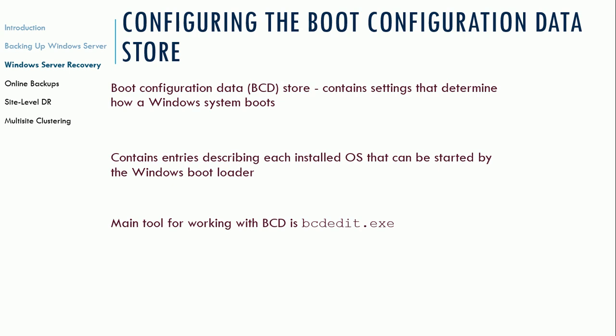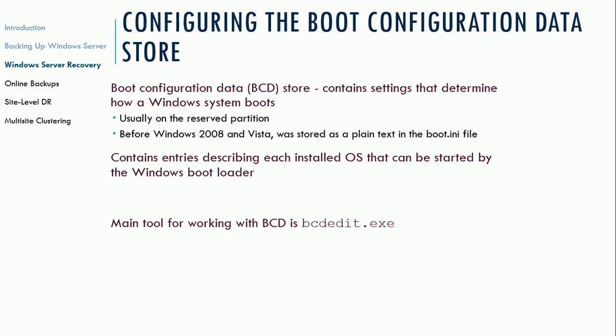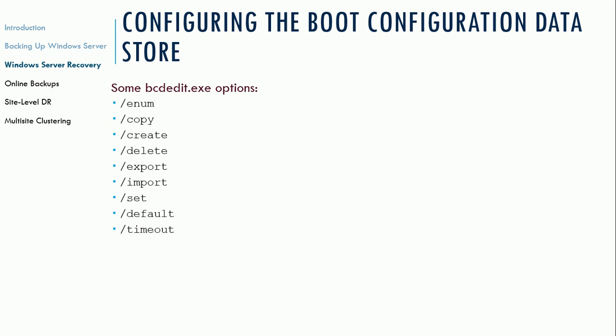So the boot configuration data store contains settings that determine how a Windows system boots. It's usually on a reserved partition, and before Windows 2008 and Vista, it was stored as a plain text file called boot.ini, but starting in 2012, it's a little bit different. So it contains entries describing each installed operating system that can be started by the bootloader, and each entry is identified with a GUID that must be referenced if you want to change an entry. So the main tool for working with BCD is going to be bcdedit.exe. In the old days, we used to just use Notepad with boot.ini, but now you have to use bcdedit, and then you can edit some of the boot options.